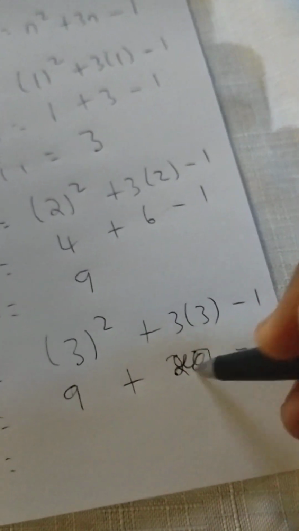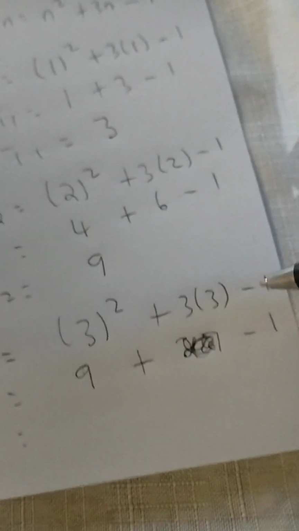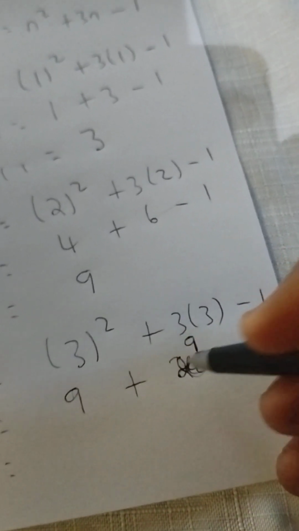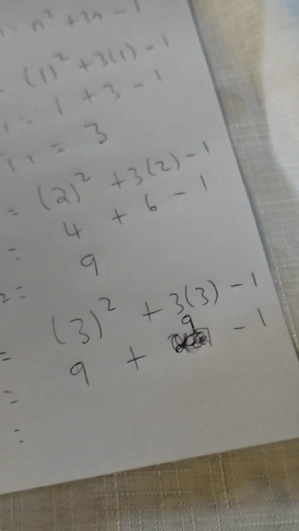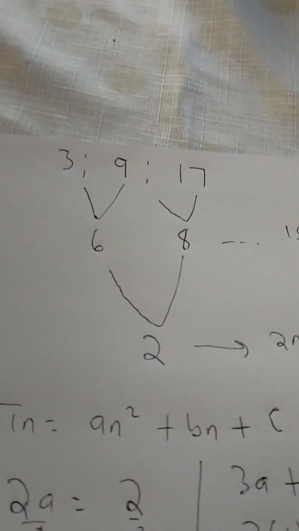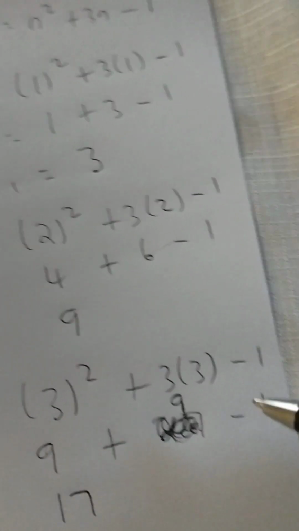Just realized I was doing 3 cubed. 3 times 3 will be 9, not 27. 3 cubed will be 27, so I did 3 cubed by mistake. So what is 9 plus 9? That will be 18. 18 minus 1, that will be 17. So I'll be happy that it's going with my sequence. 3 times 3 is 9, not 27. So you'll be happy that your sequence is correct, which means that my Tn will also be accurate.